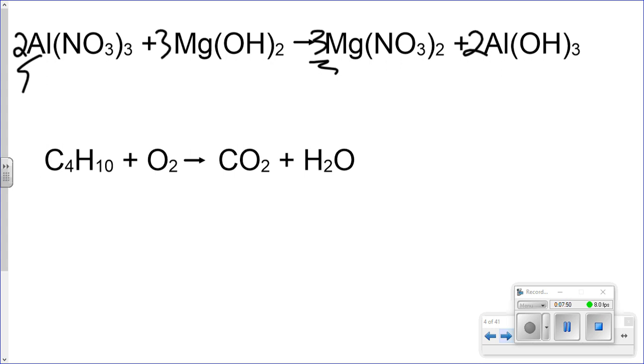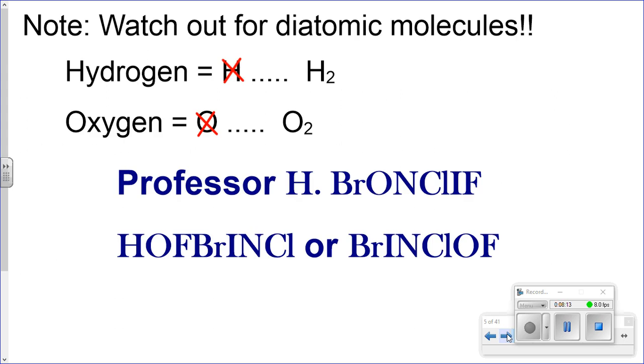Now check this out. How many hydroxides are there? Hopefully you're thinking 6. There were 2, but you tripled it. How many hydroxides over here? Hopefully you're thinking 6. There were 3, but you doubled it. Everything is balanced in this equation. Okay? So that's balancing equations.